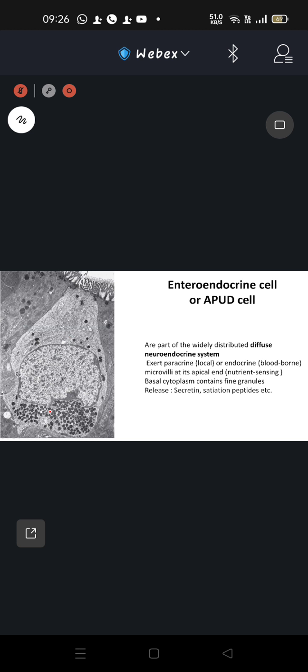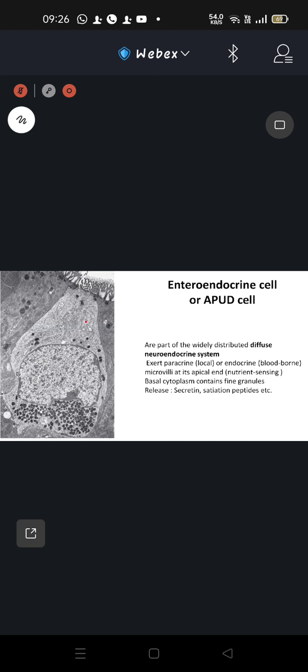There are some other types of cells which are scattered throughout the GIT. They are known as enteroendocrine cells, or APUD cells, amine precursor uptake and decarboxylation. So these are known as enteroendocrine cells or APUD cells, and they are part of the widely distributed diffuse neuroendocrine cells, because they not only impart a local effect, which is a paracrine effect, they also enter the bloodstream and have an endocrine effect.